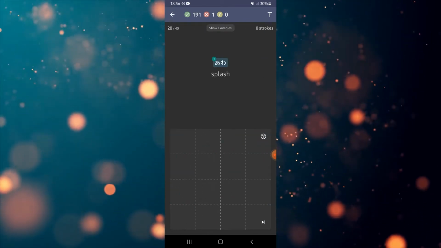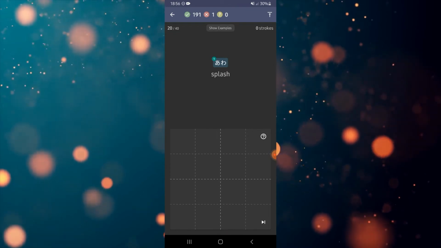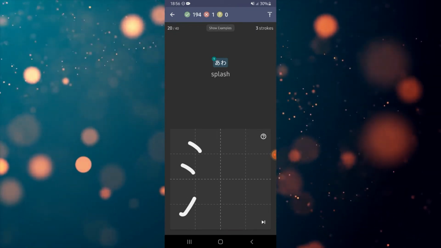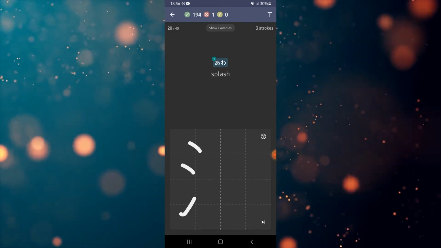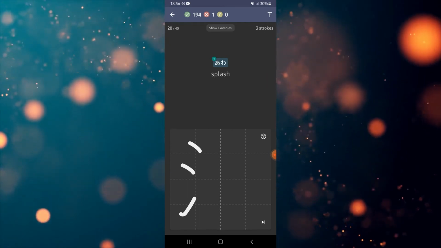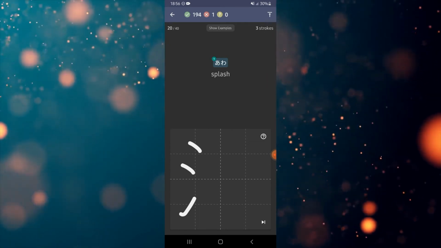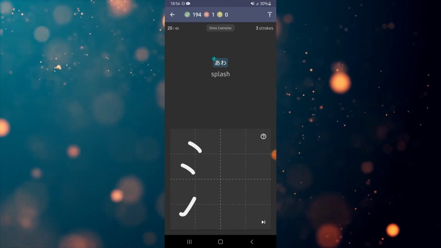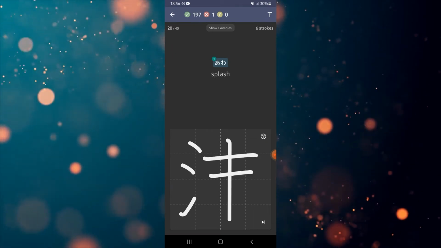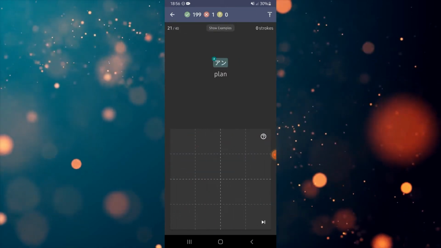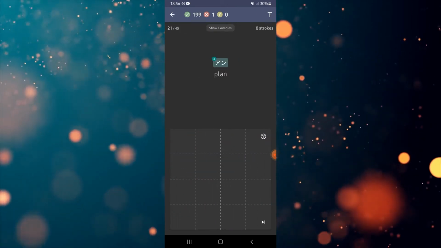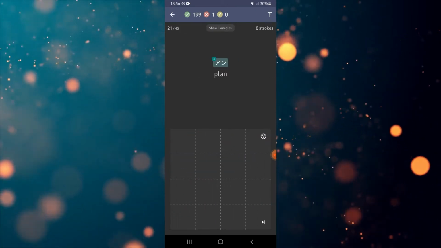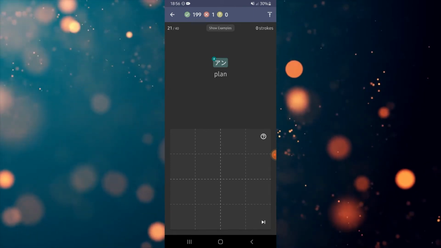Splash. If you're going to splash water in Kenya, you can imagine now the slides which are made of wood go extremely fast. So first draw the kanji for extreme. Like that. Boom.